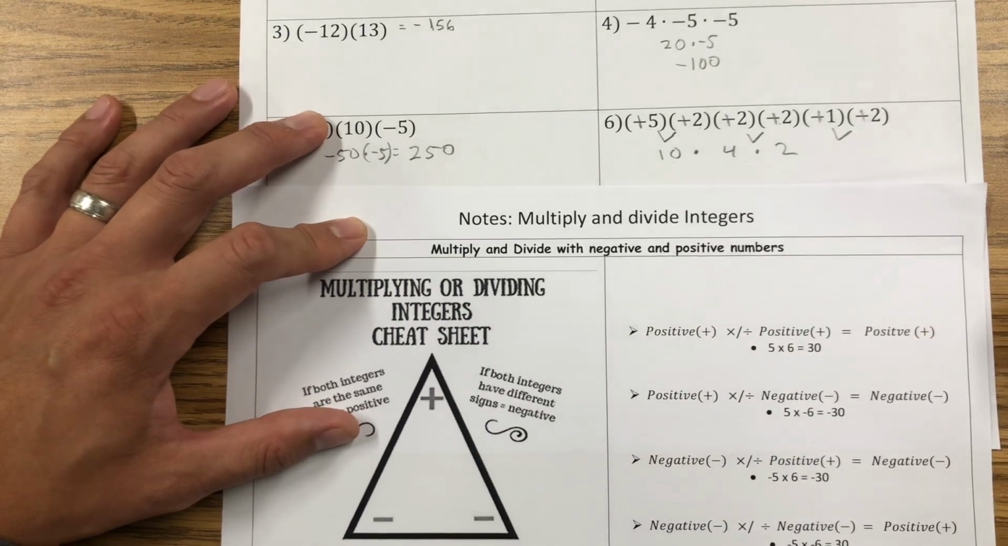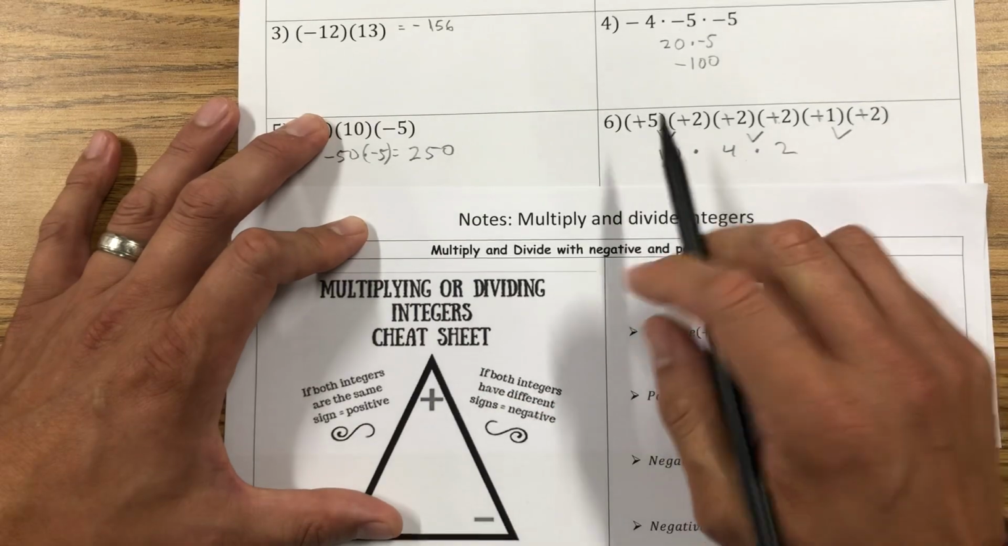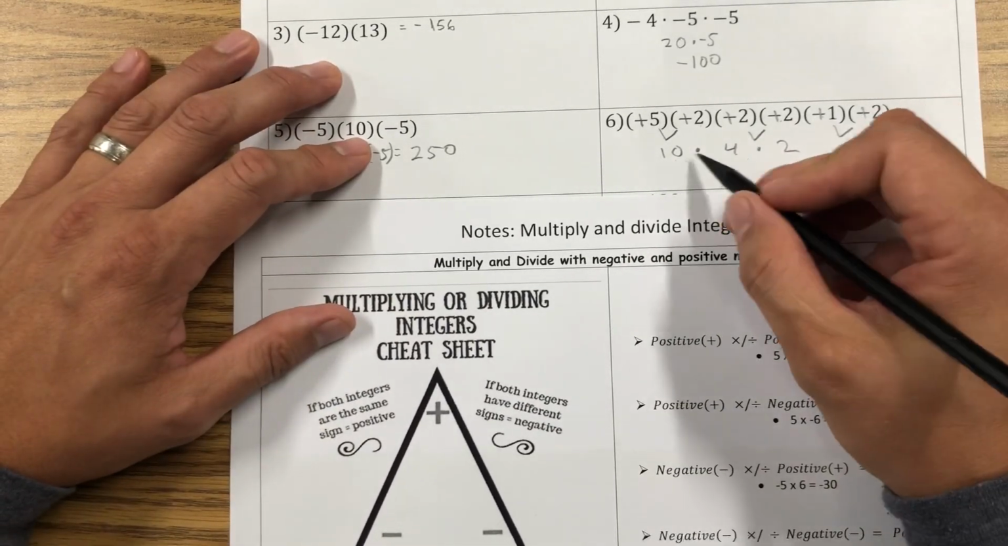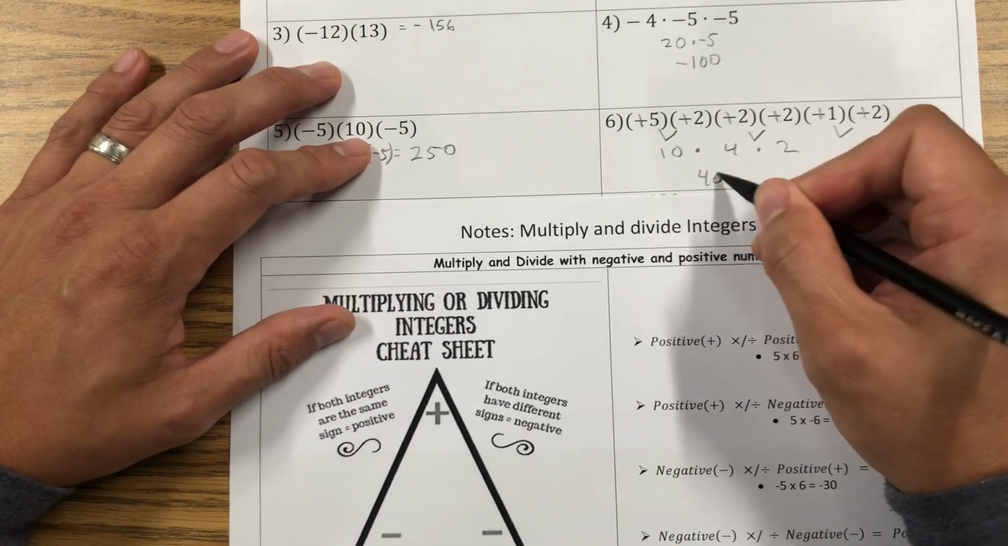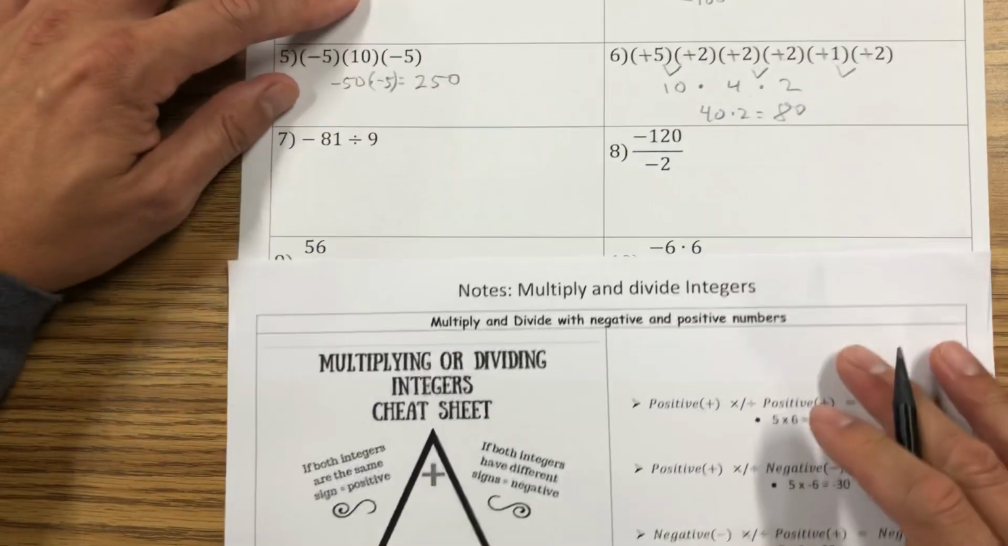Now what happened to the negatives? They're gone. I already did the triangle. That turns into a positive number. That turns into positive. That turns into positive. This here will give me 10 times 4 is 40. Times 2, that would give me 80.